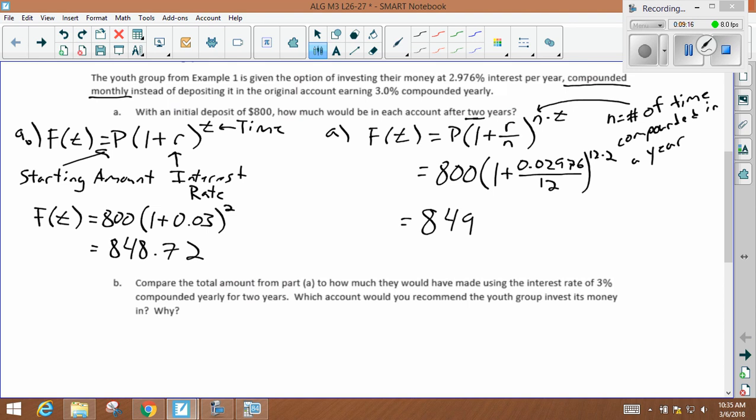which one would you use? Well, you would use this one, right? Because you get a whole 28 cents more. Huh. 28 cents, I mean, that's 14 cents a year, dude. That's a lot.